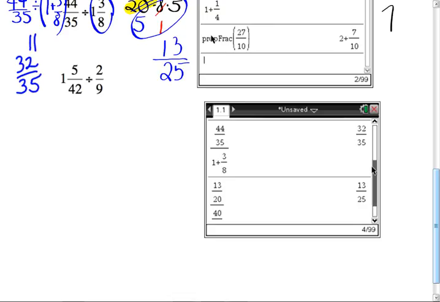So if you're not going to use the calculator, you're going to have to change that. So what's that going to get in? Josh, do you know what that is? 1 times 42 plus 5.